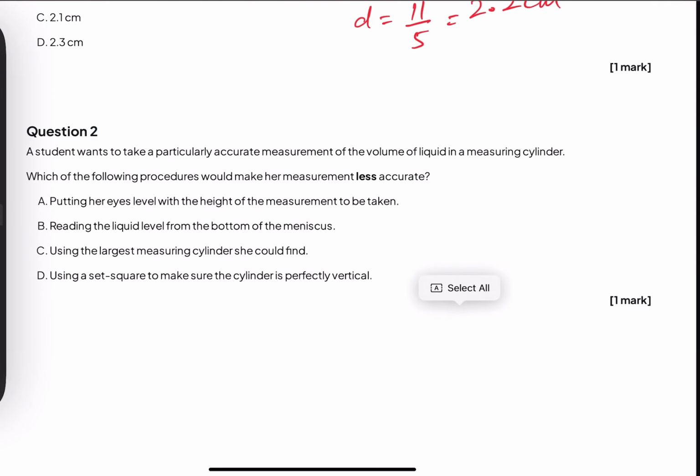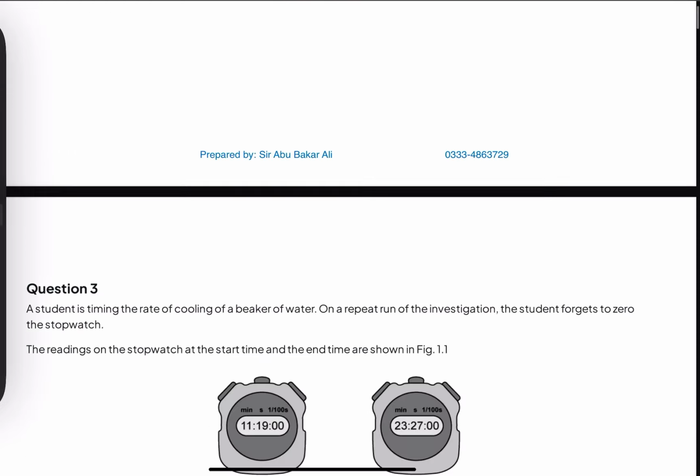Second question: a student wants to take a particularly accurate measurement of a volume of a liquid in a cylinder. Which of the following procedures would make her measurement less accurate? Okay, that is option C, using the largest measuring cylinder she could find. When you take a large volume, there will be a very small change when you add something into the liquid. So that will make your measurement less accurate.